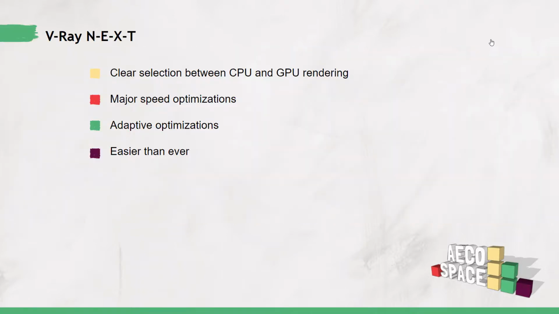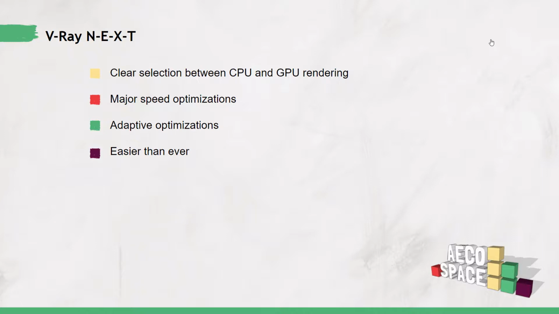Besides that, V-Ray Next offers a clear selection between CPU and GPU rendering, as I said. In the beginning, when you assign V-Ray as your render engine in 3ds Max, you're able to pick if you want V-Ray Next, which is CPU, or V-Ray GPU Next. Both come with major speed optimizations and adaptive optimizations, where V-Ray is learning about your scene and taking advantage of that knowledge. This makes the workflow faster and easier.